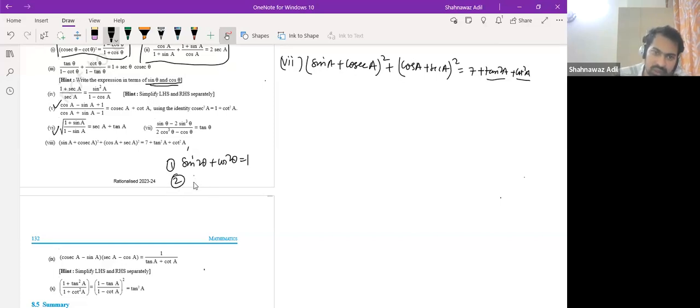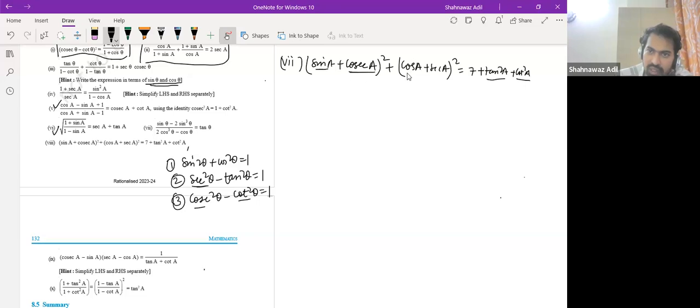Sec square A plus tan square A equals 1. Yes, absolutely right. So you can see that tan is related by sec, right? And what is the third one? Cosec square A minus cot square A equals 1. Right, absolutely right. So cot A relates cosec. So in that way, which one should we replace? This one or this one? Similarly, this one or this one? Which one should we replace?